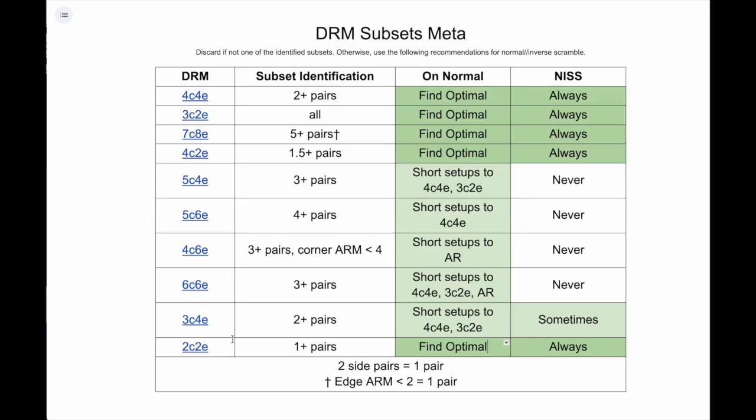And then finally we get down to the first NISable non-primary DRM. Here is 2C2E, which with the pair is always worth NISing. When we're down here, we're getting pretty uncommon, but it's great to have these alternative scenarios that you can use if you're having not a lot of luck finding good cases up in these really common DRMs.